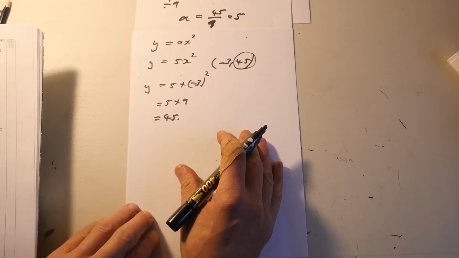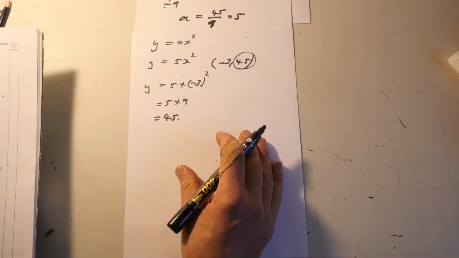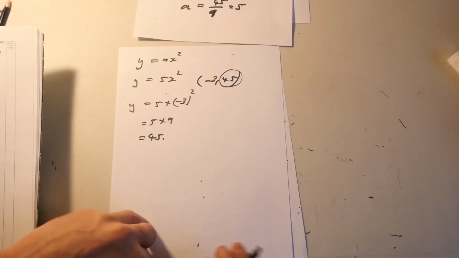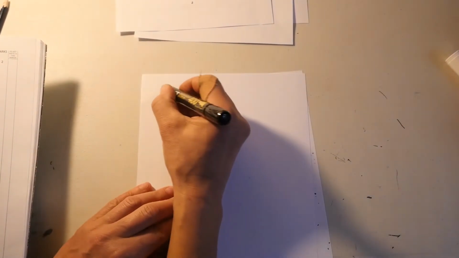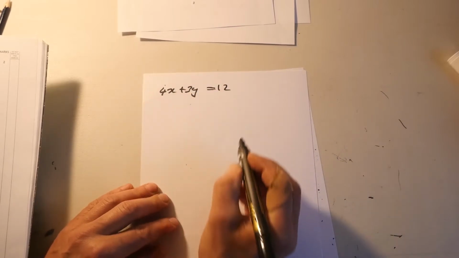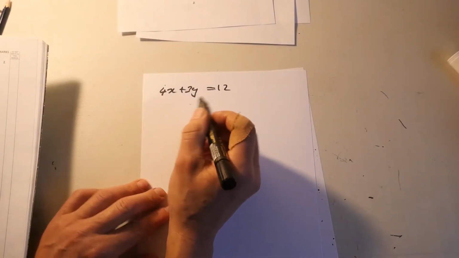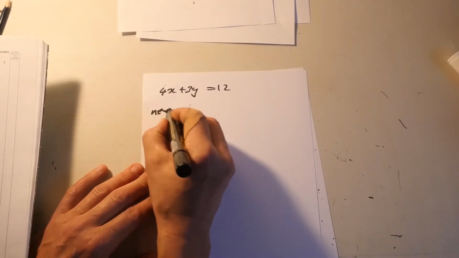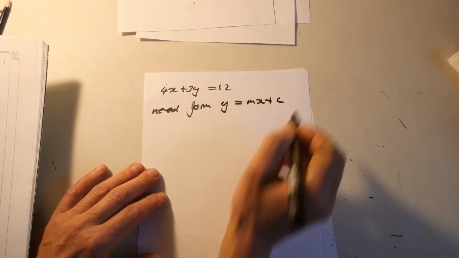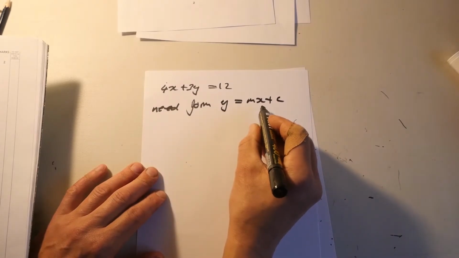I'm not done with straight line graphs yet. I could do one quickly and then stop. I've not really done these, but if you have 4x plus 3y equals 12, you want to get it in the form y equals mx plus c, the equation of a straight line.